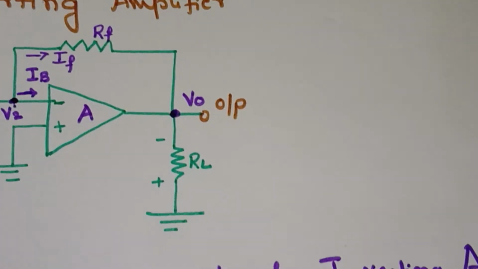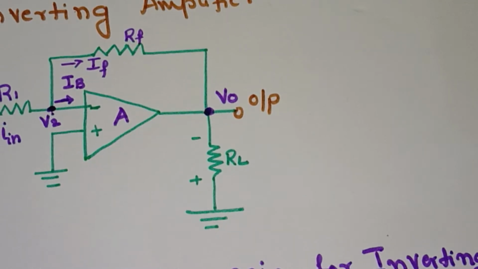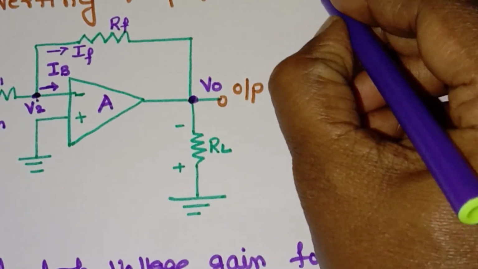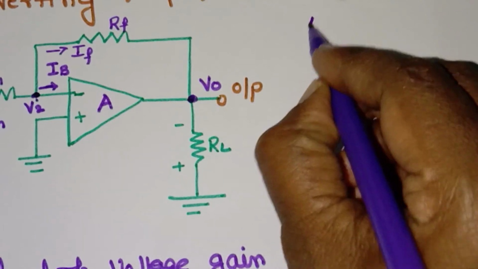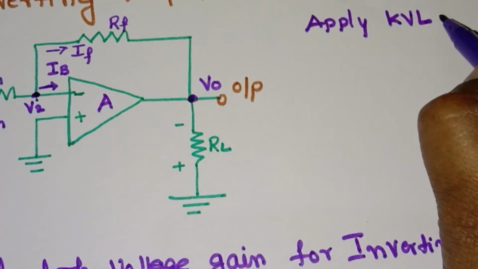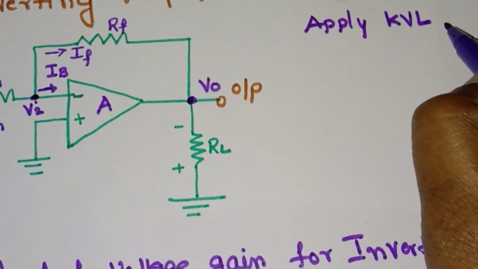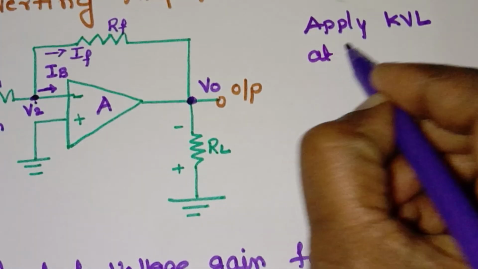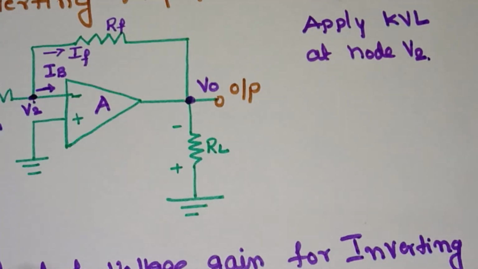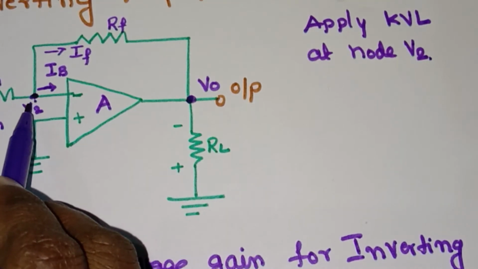So, to derive the expression for the voltage gain, what we should do means apply KVL at the node V2. Apply KVL at node V2. Which is your node? This is your V2. You have to apply the KVL.